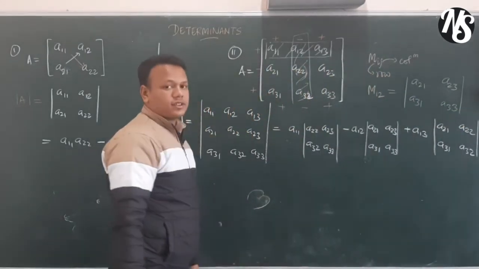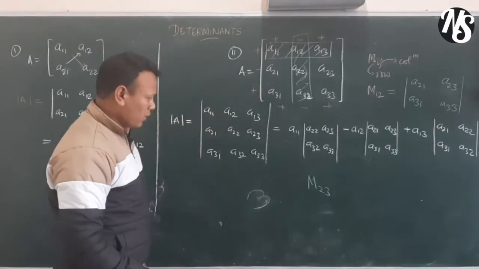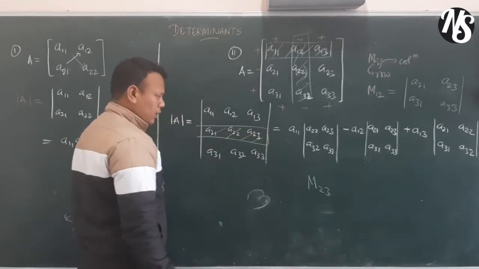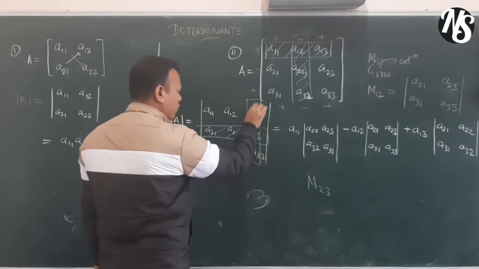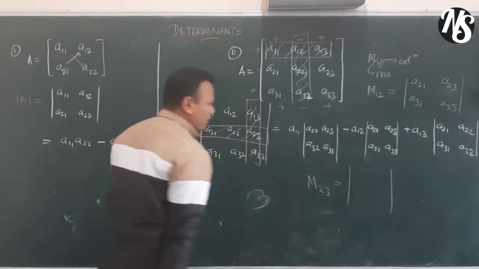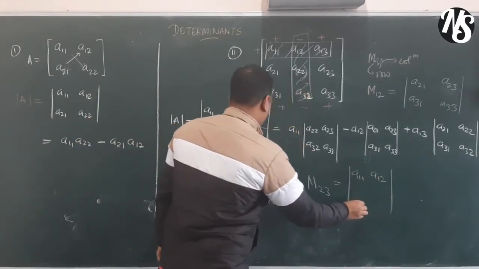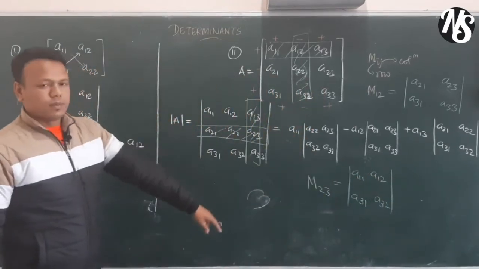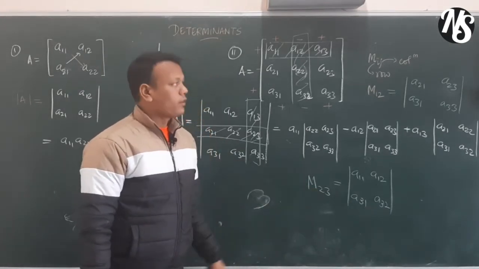Now if I ask you to find M23, second row, so remove second row, it is gone. And you have to have third column, so we will remove third column also. So second row and third column is removed. Whatever numbers are left, if I put them in a determinant, that is A11, A12, A31 and A32. So if I put them in this determinant, this becomes the minor 2, 3. So this is how we find minor.